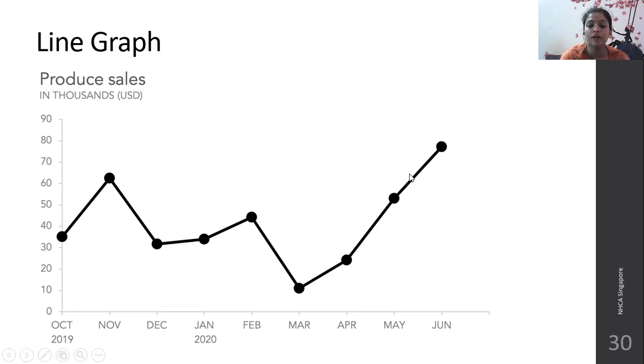You will get a movement of points with which you can understand when the peak response was happening and when the least response was happening. The x-axis will depict the time and the y-axis will depict the units.